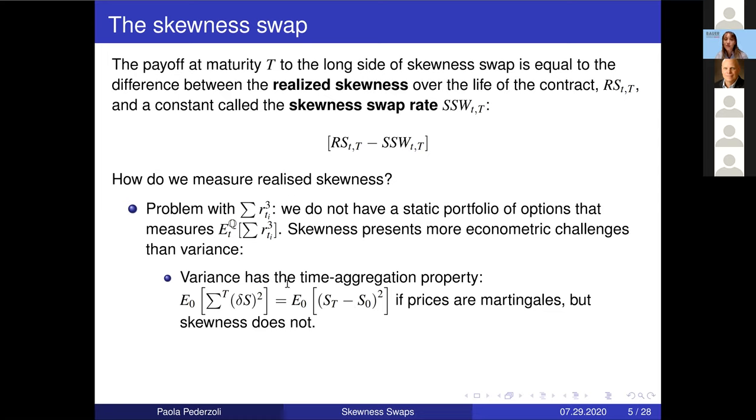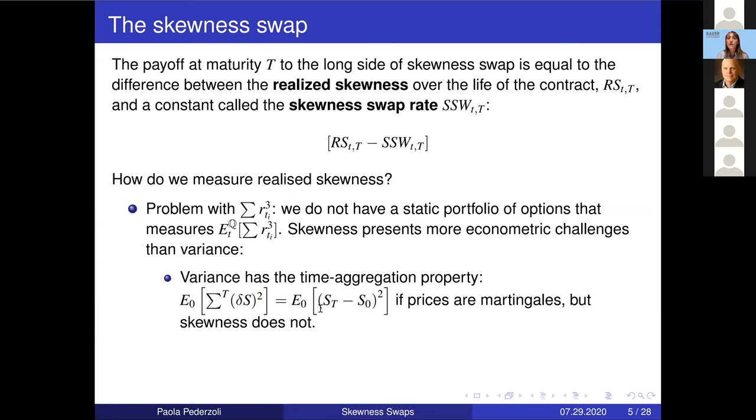And for variance, because variance has the time aggregation property, we can use these spanning results also to measure the expectation of the variance computed with high frequency returns. What does it mean? If prices are martingales, then the expectation of the sum of the squared daily returns is equal to the expectation of the squared return over the full period. This is because the cross products vanish, since prices are martingales, so the increments are independent. For skewness, we do not have this result. The expectation of the change in price to the power of three is not equal to the expectation of the sum of the cubed returns, because the cross products, which are equal to one increment to the power of two times the other increment, do not vanish. So we cannot use the spanning results of Bakshi and Madan to compute the expectation of the sum of cubed returns.